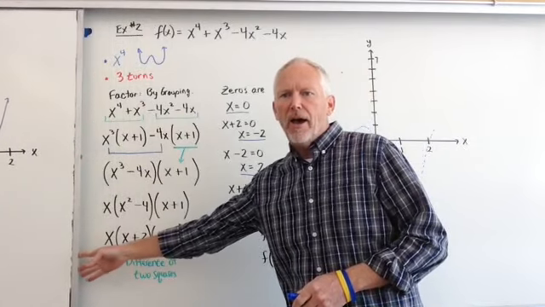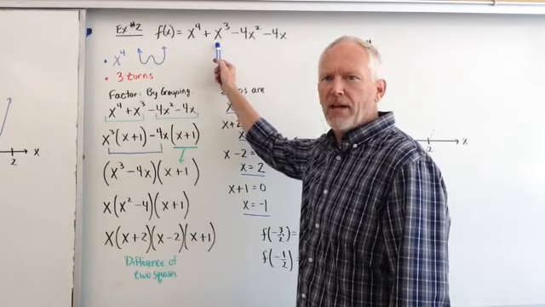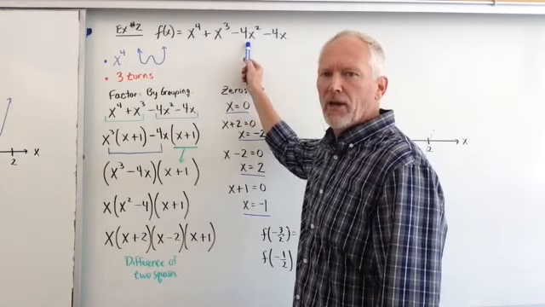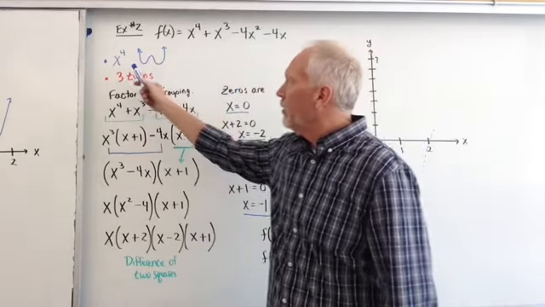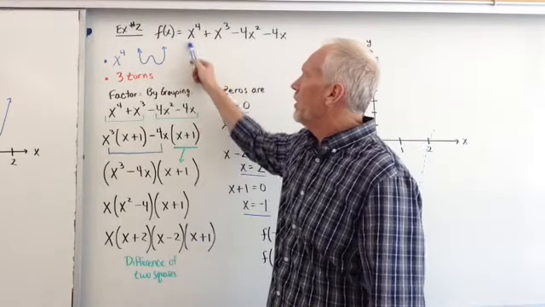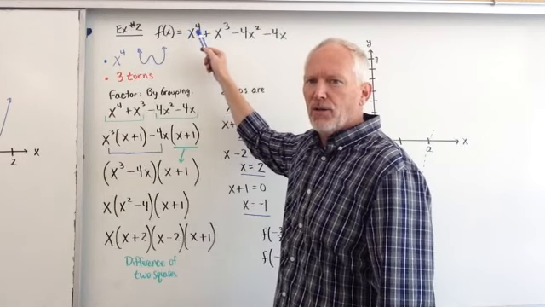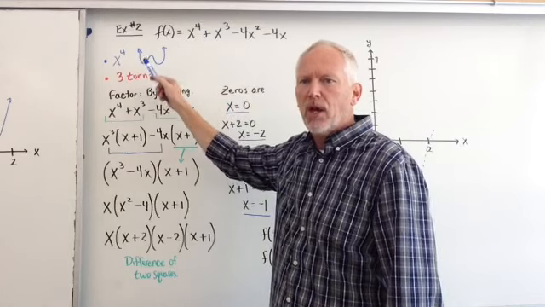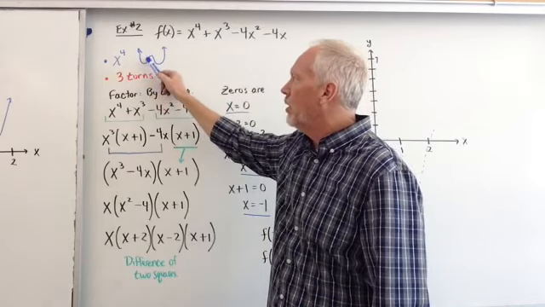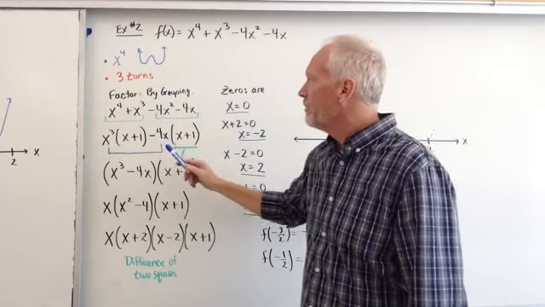This time we have f of x equals x to the 4th plus x cubed minus 4x squared minus 4x. So, again, we go through what is the general shape. We look at this leading term. It's positive. It's x to the 4th. So we know in general it's going to have this W-type shape with 3 turns. 1, 2, 3 turns. So it should look about like this when we're done.